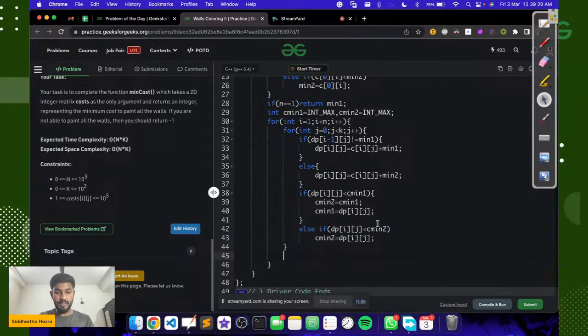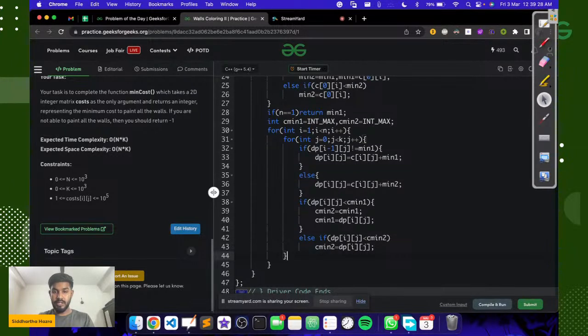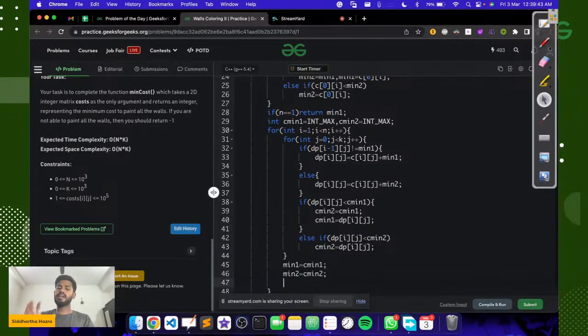After this for loop, we come out, and now we need to update it. So we would say min 1 is equal to c min 1 and min 2 is equal to c min 2. Like the current minimum would become the global minimum now. And c min 1 would again reset to its previous value: c min 1 would become int max, and c min 2 would also become int max.